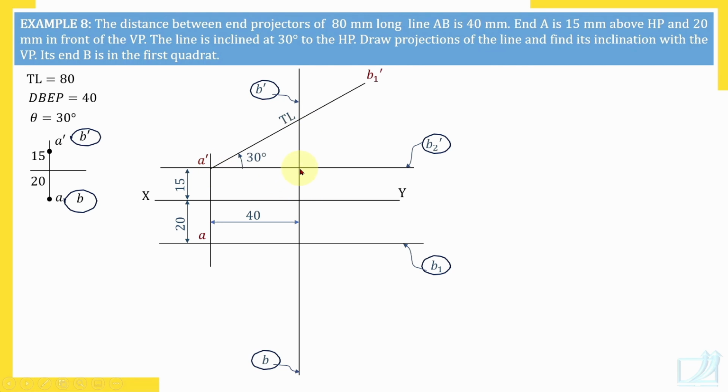And here it is B dash, impossible, because the line is inclined to both the reference planes. So the front view and top view both are inclined to the XY line. This cannot be B dash. And of course this is not B2 dash either, because this is the projector of end B and not the projector of point B2. Okay.